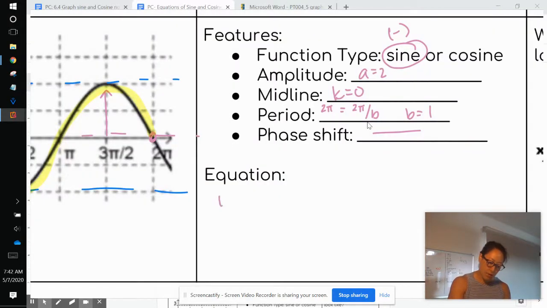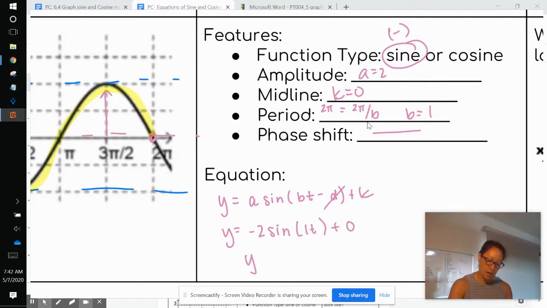Now we're going to write our equation. Y is equal to a times the sine of b times t minus d plus k. So y is equal to, my amplitude is 2, but it is negative, times the sine of, our b value is 1. So 1 times t, we don't have a phase displacement or a phase shift, and our k value is 0. So I get y is equal to negative 2 sine of t.